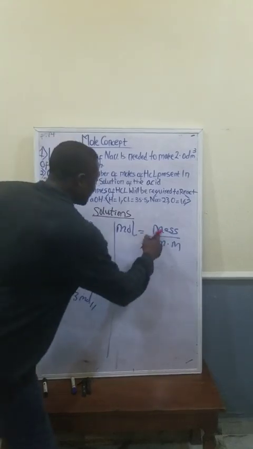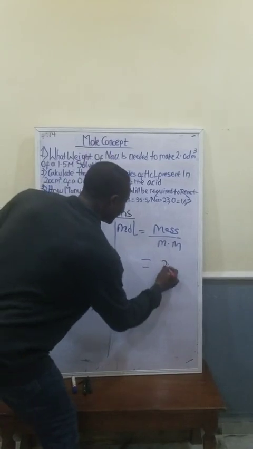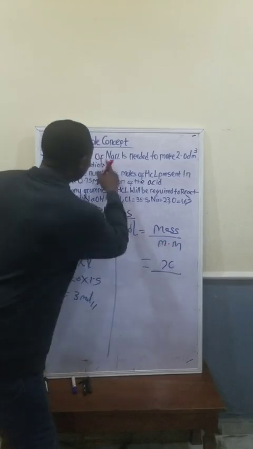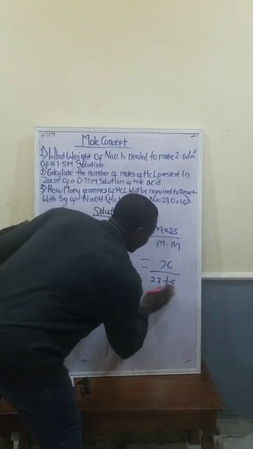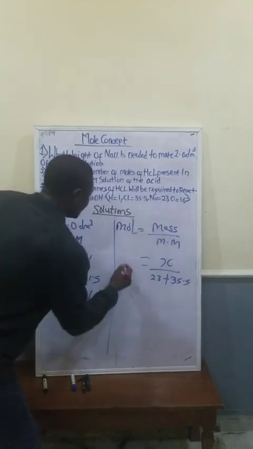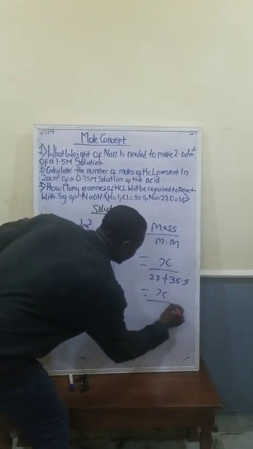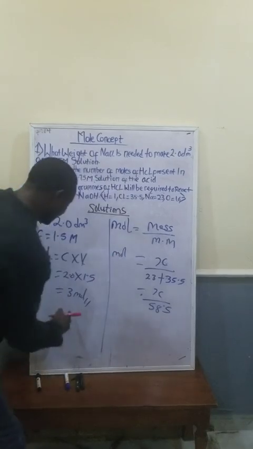So I can say the mass of sodium chloride is X. Then your molar mass of sodium chloride is 23 plus 35.5. You are looking for your mole, your mole is still there. So X over 58.5. What is your mole? It has to be 3.